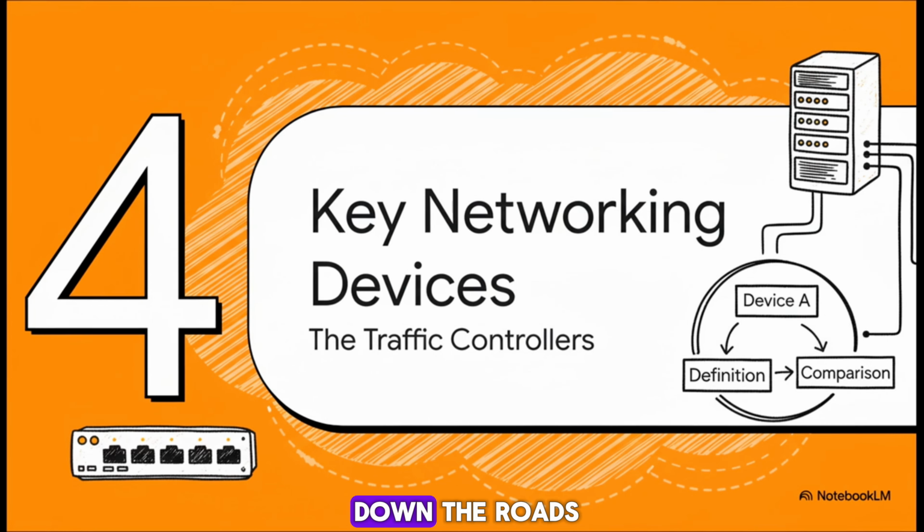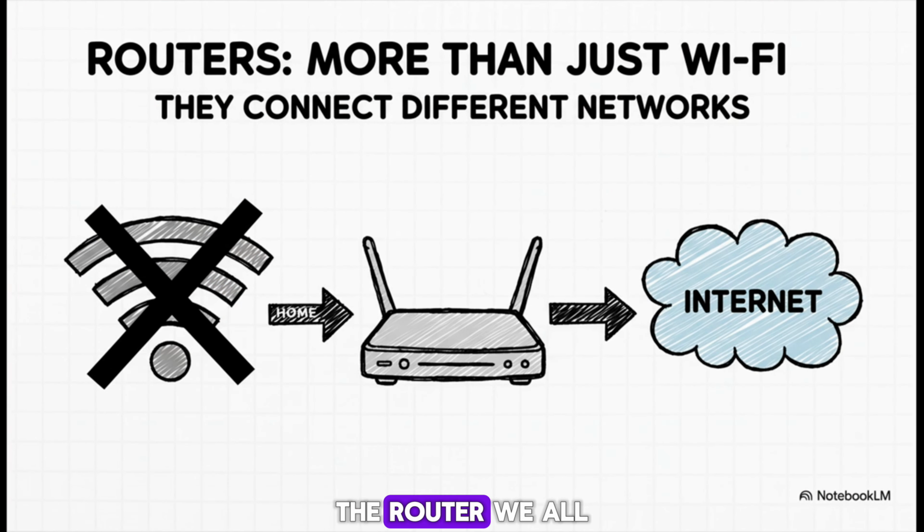So, we've laid down the roads, the physical cables. Now we need the traffic lights and the police officers, the devices that actually control the flow of all that data. First up, the router. We all have one of these blinking boxes in our homes, right? But what does it actually do? And here's a hint. Its main job isn't just about Wi-Fi.